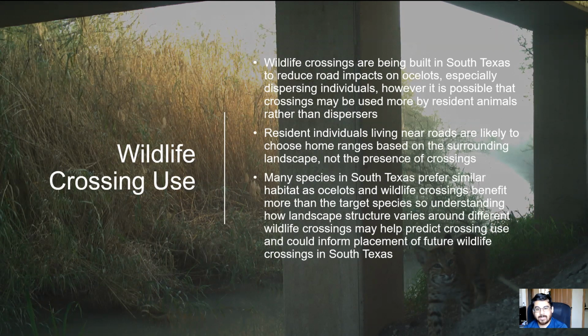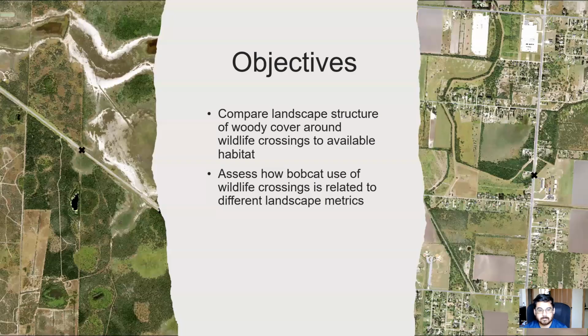Resident individuals are likely to pick their home ranges based on the surrounding land cover more than the presence of a wildlife crossing. Wildlife crossings also benefit more than just the target species, and unfortunately, ocelot crossing events are rare, so we focused our research on bobcats, which is an ecologically similar but sympatric felid to ocelots.